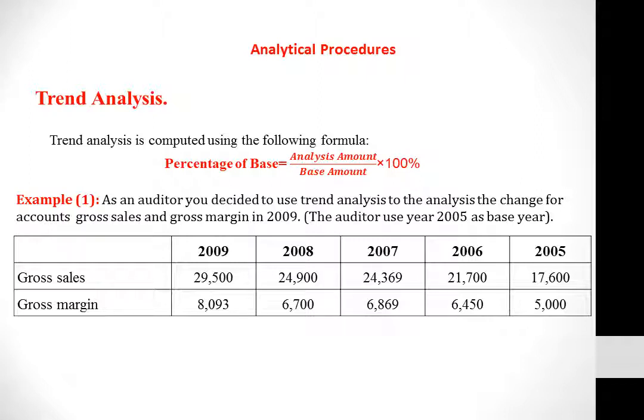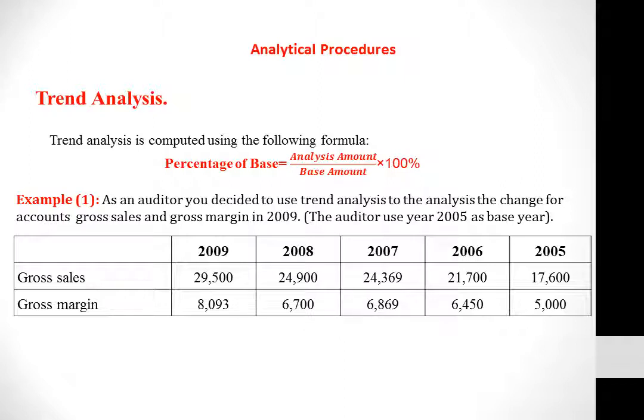Okay, example 1: as an auditor you decided to use trend analysis to analyze the change for the accounts gross sales and gross margin in 2009. The auditor used year 2005 as a base year. So the auditor is going to audit 2009 and use trend analysis with 2005 as the base year. He gave you a table of 5 years, 2005 as the base year and 2009 as the year of the auditing process: gross sales for the 5 years and gross margin for the 5 years.